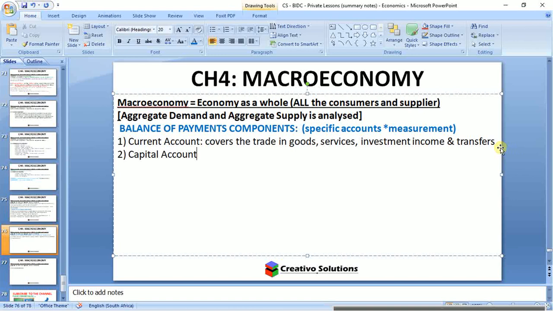You'll see capital is slightly different. Again, just think of the word capital and what accounting definition capital has. You can kind of relate that to this.